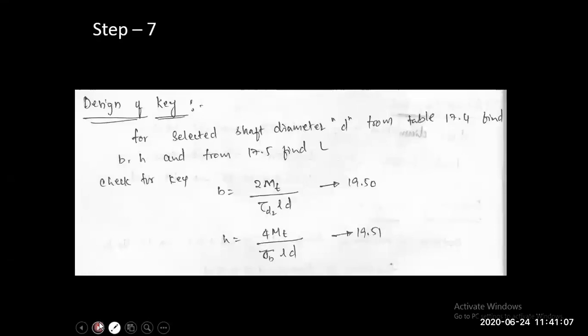And step 7 is the key. This is the last step. Just like the previous muff coupling, depending on the diameter you would have already found B and H, and L you would have got from the sleeve itself. You just check whether it is exceeding these stresses or not. So that's it about the steps.